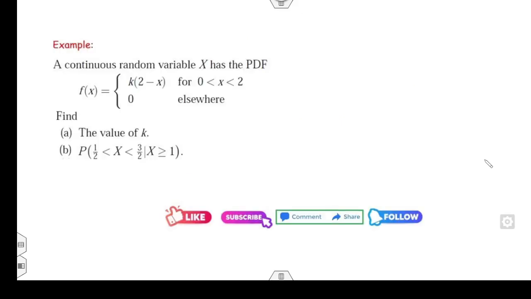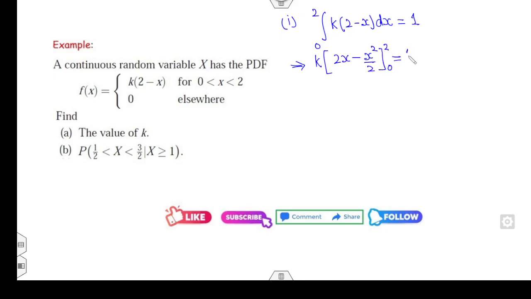Okay, look at this another one. Find the value of the k. So again, it's very simple. The domain is my 0 to 2. You can integrate the function from 0 to 2 is 1. So k will be outside. Integration of the 2 will be 2x. Integration of the x will be x square by 2 from 0 to 2.